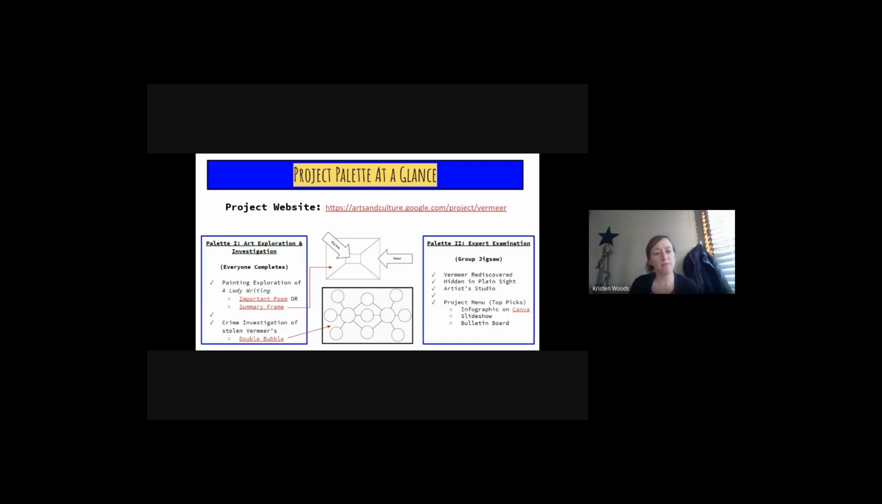And then the second part of palette 1 was they all were really interested in the stolen paintings that occurred of the Vermeers. So on that website, there's an actual sublink there that they could research and explore the mystery behind the stolen paintings. So then they picked 2 different paintings that were stolen of his, and they completed a double bubble to compare and contrast their findings. And it was pretty fascinating. The kids really enjoyed learning about the stories behind the stolen paintings. So everybody did that first part.